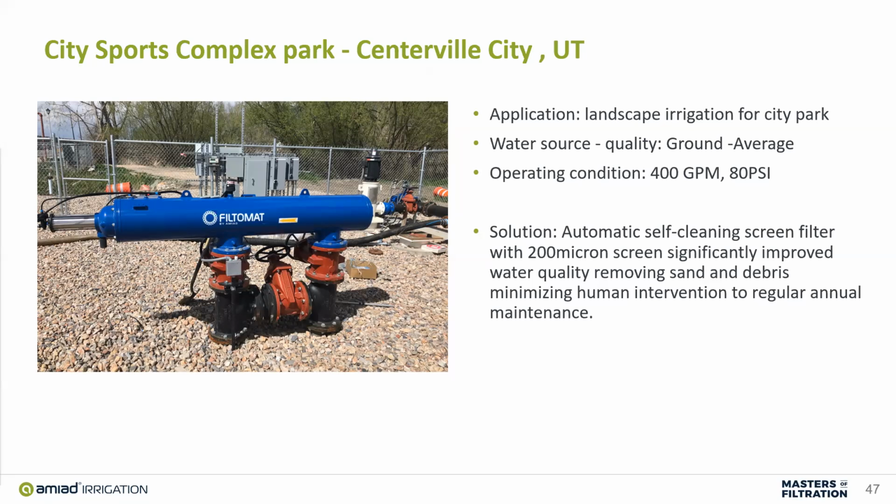It was a pressurized surface irrigation. This one ran 400 gallons per minute at 80 PSI. So it's a lot of water moving through this thing. It had a 200 micron screen, and it improved the water quality, but it's a fully automatic filter. This is the big brother to the Mini Sigma. It does the exact same thing internally that the Mini Sigma does by being a fully automatic filter.